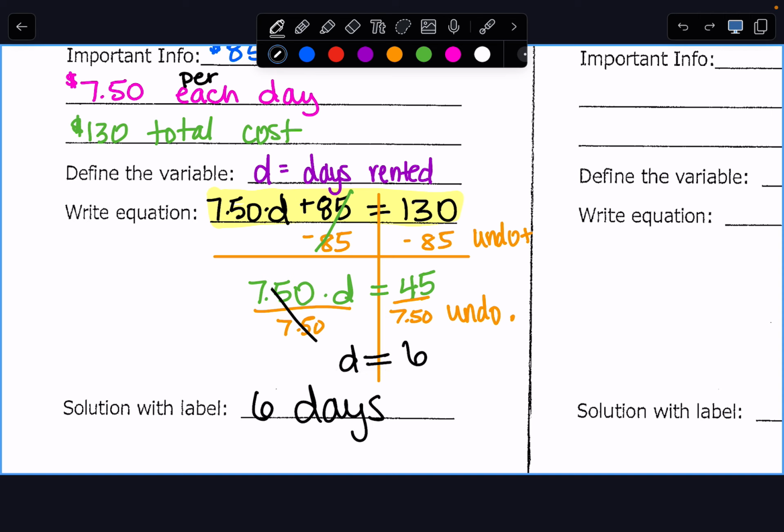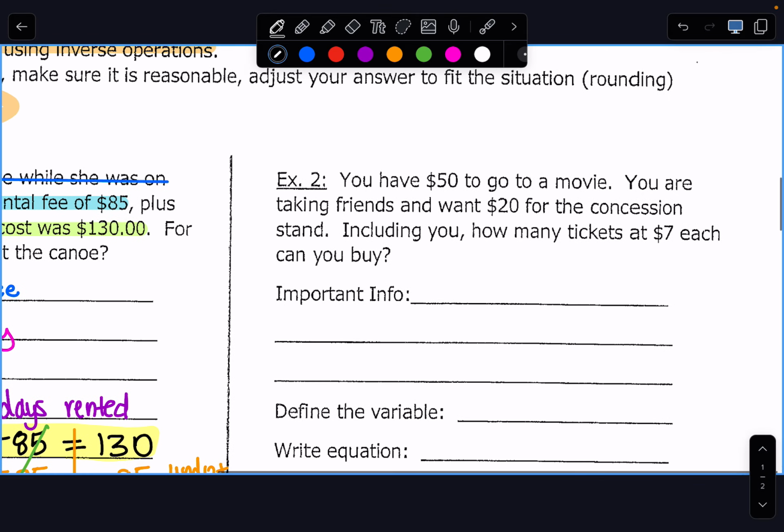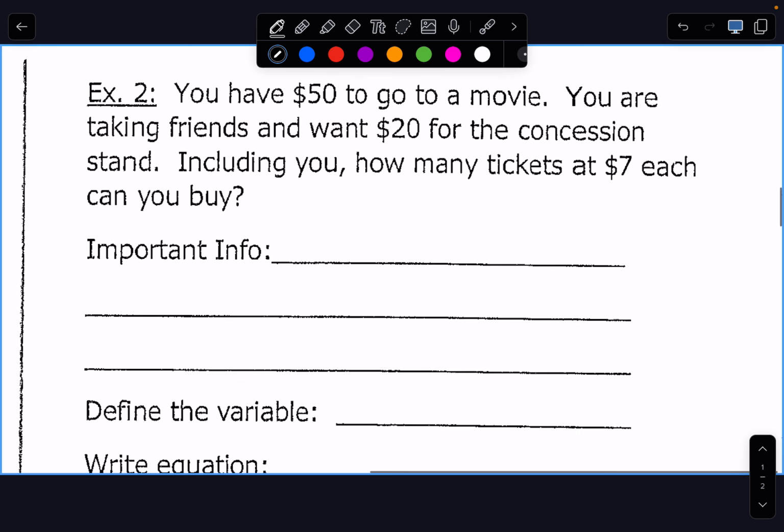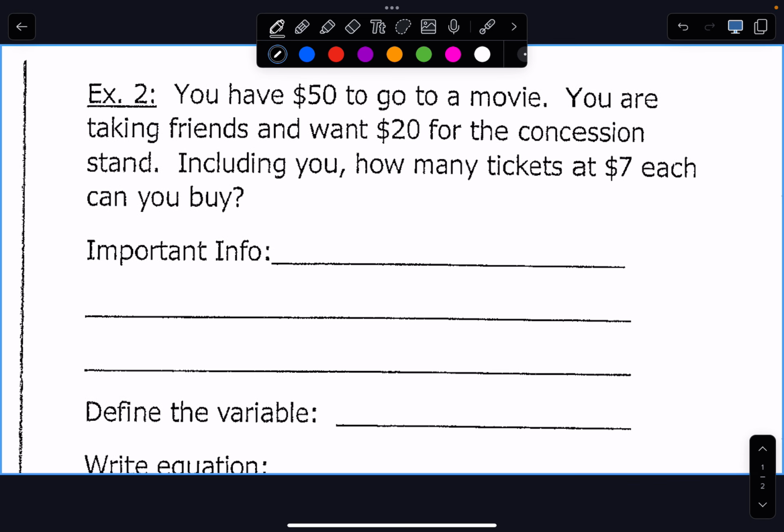Okay. How do we feel about that? Okay. Read through number 2 and write down what you think is important information.